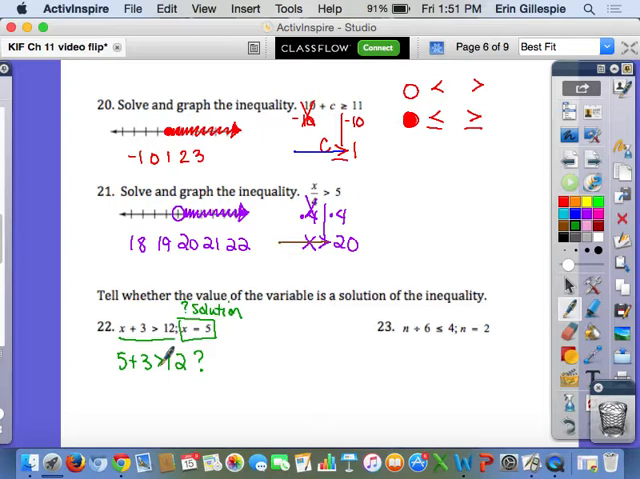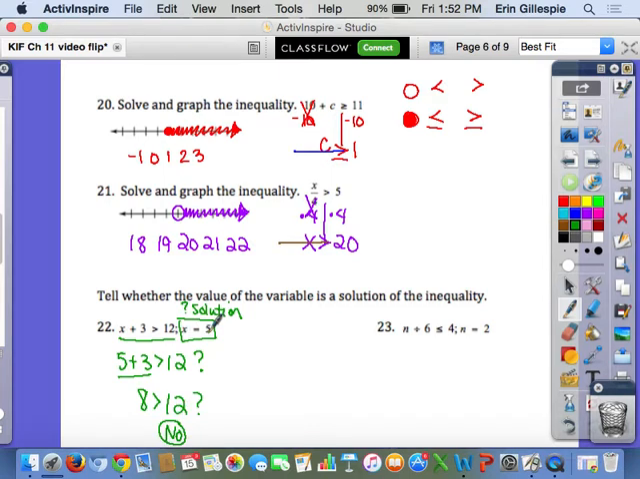So simplify the side that has adding, subtracting, multiplying, or dividing to do. Here, 5 plus 3, I can add those together to get 8. Now I just have a single number on both sides. So now I can decide, is this inequality true? Read it in words, and that might help you. 8 is greater than 12. Is that true? No, it's not. 8's not greater than 12. So my answer here is no. X equals 5 is not a solution to that inequality.